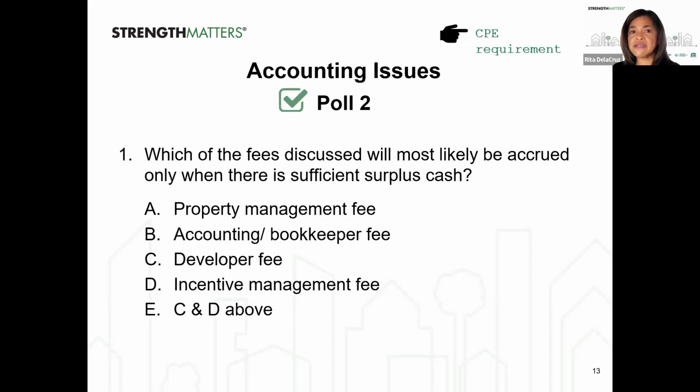Property management fee is always going to be an expense of the project, and so is the accounting and bookkeeper fee. So now it brings us to the only other item, the incentive management fee. So incentive management fee is likely only to be accrued when there's sufficient surplus cash. Thanks everyone for answering that, Paul.